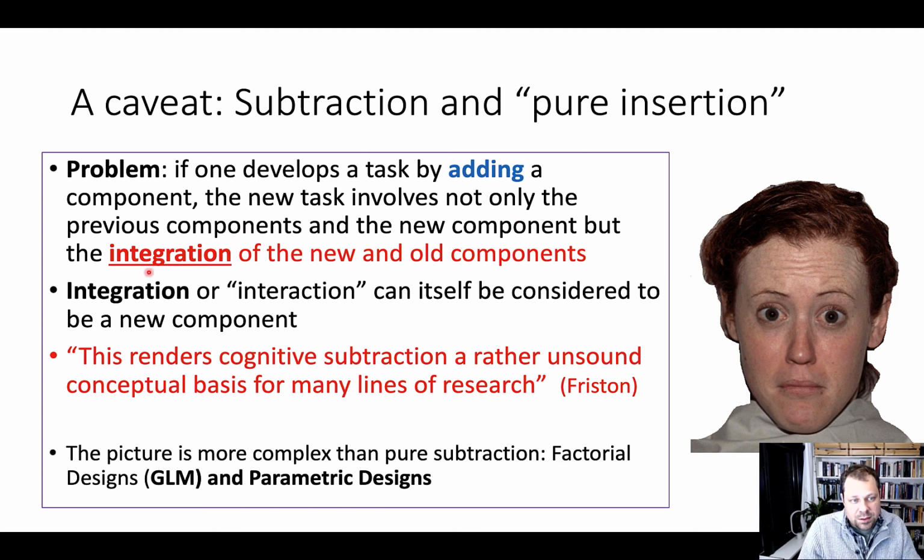There we're talking about integration or interaction, which can have many different effects on how we perform a task, which I hope this example of the emotion manipulation made clear. So the picture commonly is more complex than pure subtraction, especially for things that we're actually interested in, things that have higher ecological validity. For this, we have solutions. We have factorial designs and we have parametric designs. And parametric designs are particularly common in the field of neuroeconomics, and we'll talk about those in much more detail later.